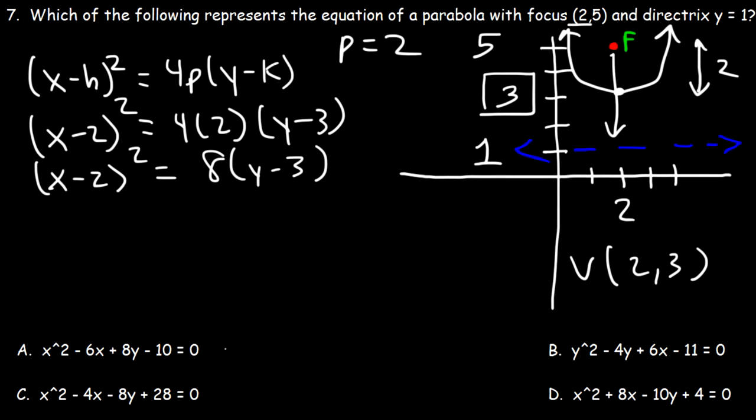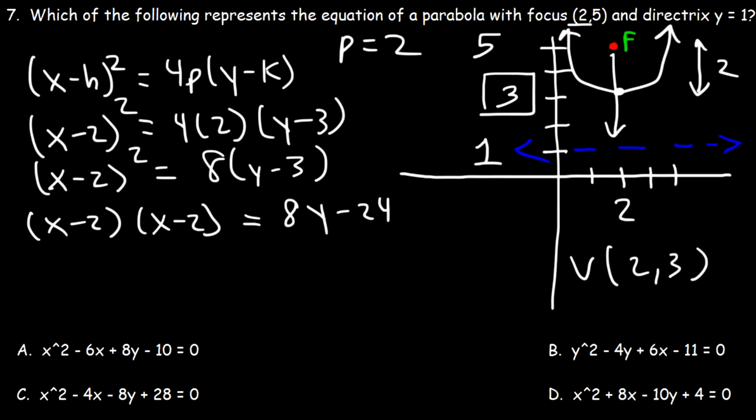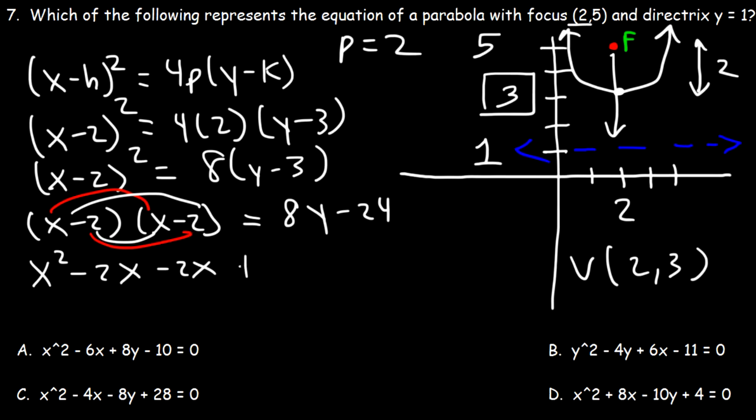So now, notice that we have a 0 on one side. So we got to modify the equation that we have. Let's FOIL (x minus 2) squared. And let's distribute 8. So it's going to be 8y minus 24. X times x is x squared. X times negative 2, that's negative 2x. That's another negative 2x. And then negative 2 times negative 2 is positive 4. Negative 2x plus negative 2x, that's negative 4x.